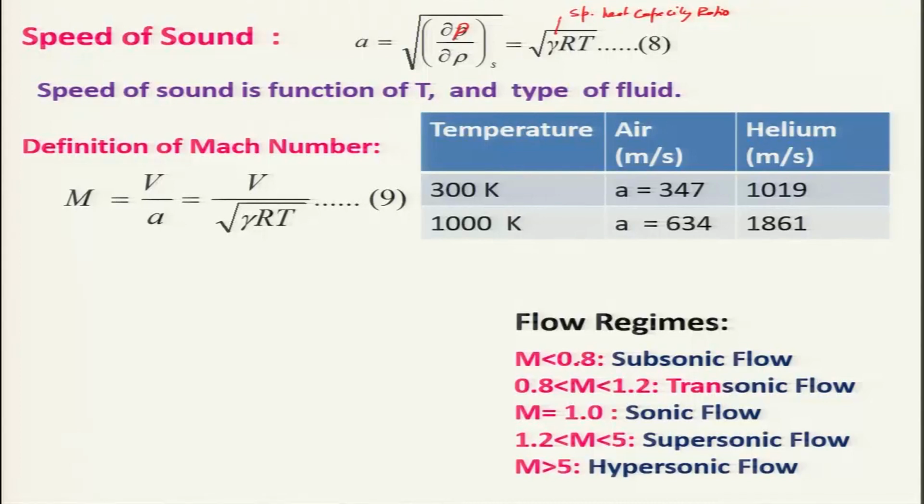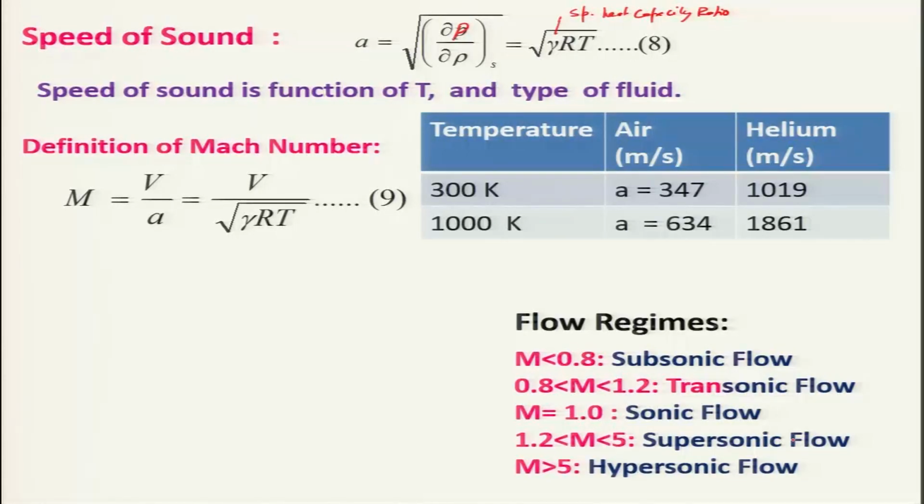If the flow Mach number is less than 0.8, we call it a subsonic flow, and a Mach number between 0.8 and 1.2 is known as transonic flow. When the Mach number is equal to 1, that is, the velocity of the flow is equal to the speed of sound, we call it a sonic flow. And when the Mach number of the flow is between 1.2 and 5, we call it supersonic flow. When the Mach number of the flow is greater than 5, we call it a hypersonic flow.